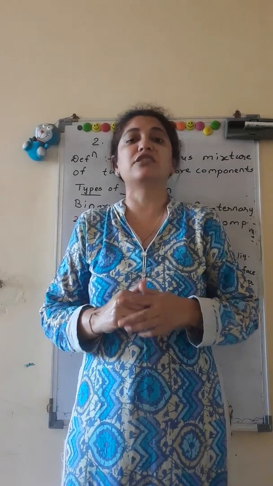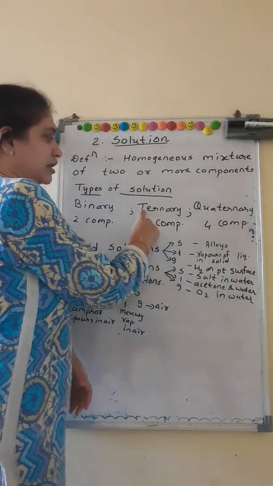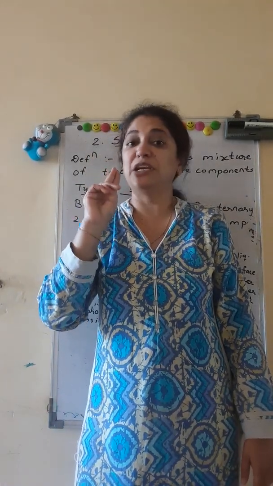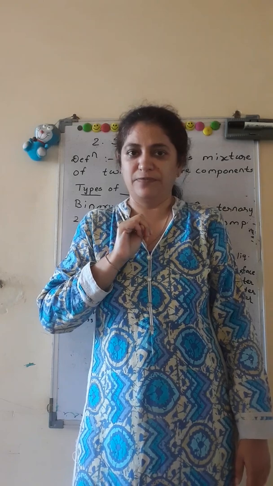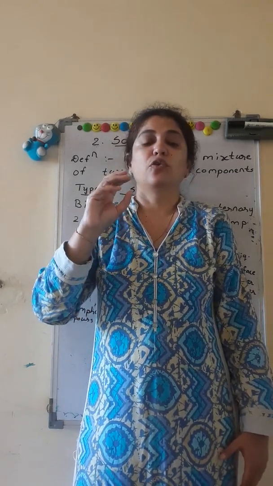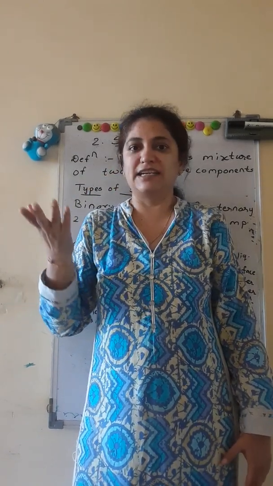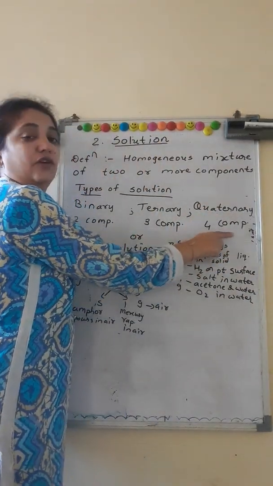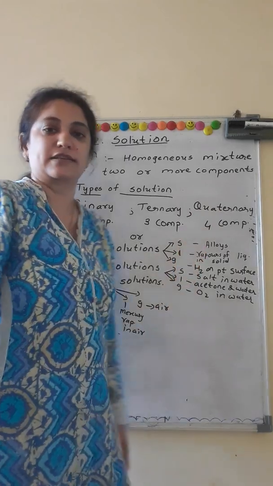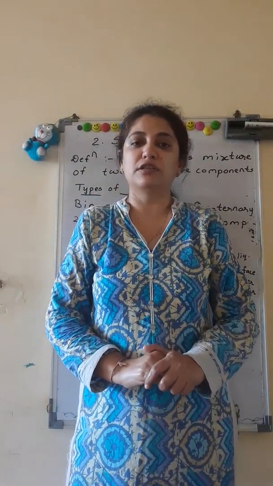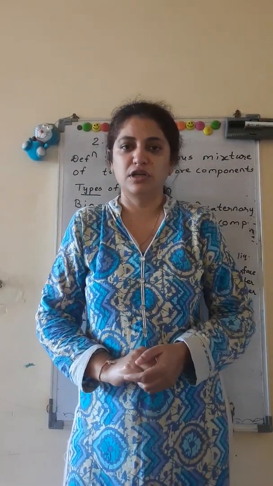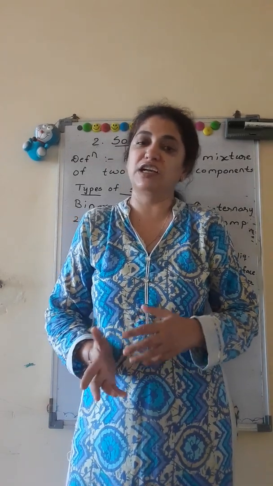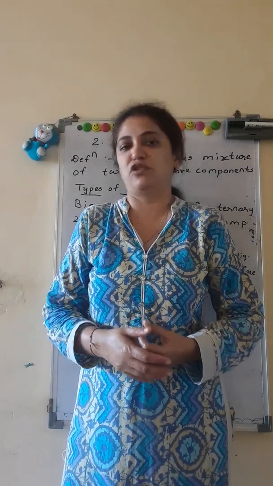If a solution is a ternary solution, ternary means containing three components. There will be two solutes and one solvent. For example, salt and sugar added in water. A quaternary solution will contain four components in it. Out of four components, three will be solute and the one which is present in large quantity will be solvent. So it will contain three solutes and one solvent.